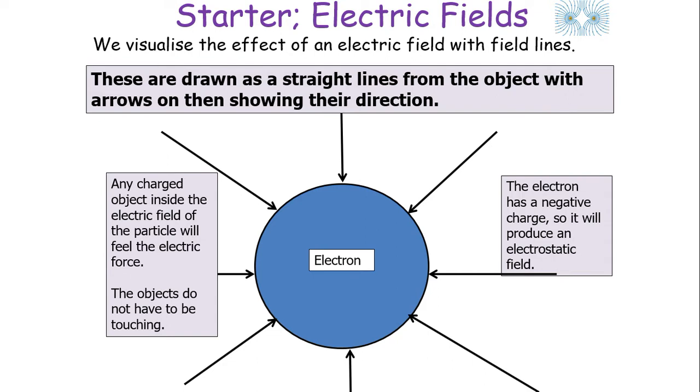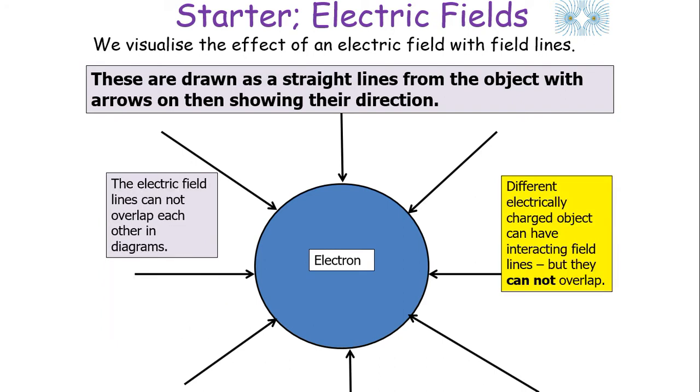Now, we visualise the effect of an electrical field with field lines. These are drawn as straight lines from the object with arrows on them showing their direction. Any charged object inside the electrical field of a particle will feel the electrical force. The objects do not have to be touching. The electron in this example will produce an electrostatic field, or electrical field, because it has a negative charge.